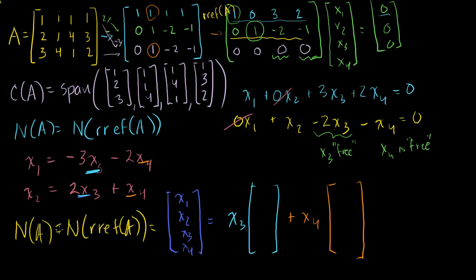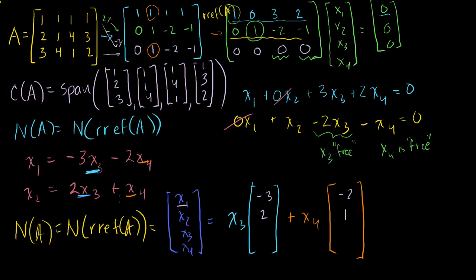So any solution set in my null space is going to be a linear combination of these two vectors. And we can figure out what these two vectors are just from these two constraints right here. So let me do it in a neutral color. x1 is equal to minus 3 times x3, minus 2 times x4. Straightforward enough. x2 is equal to 2 times x3 plus x4.